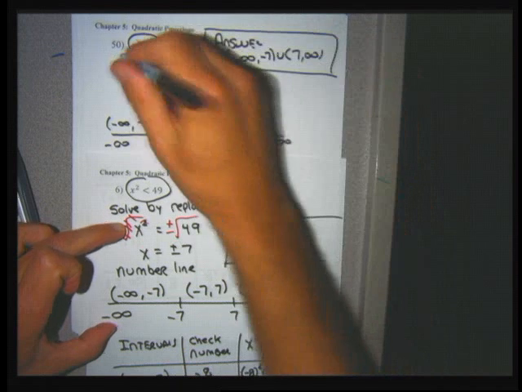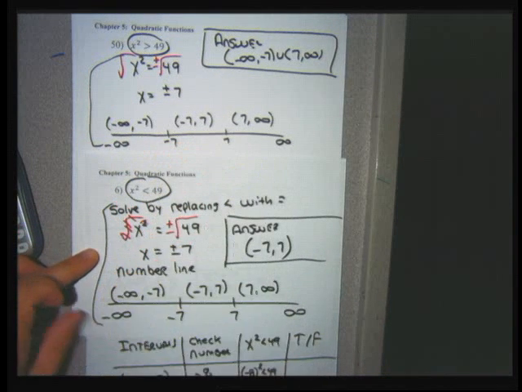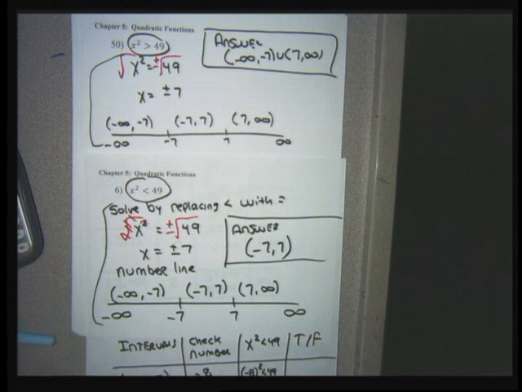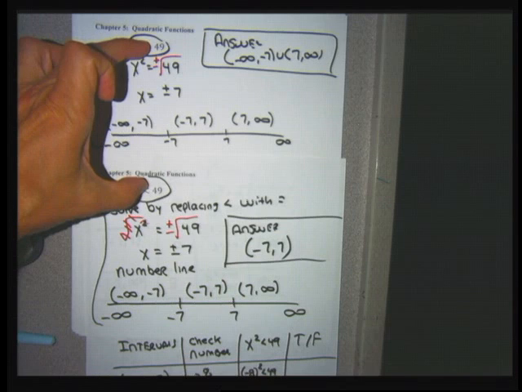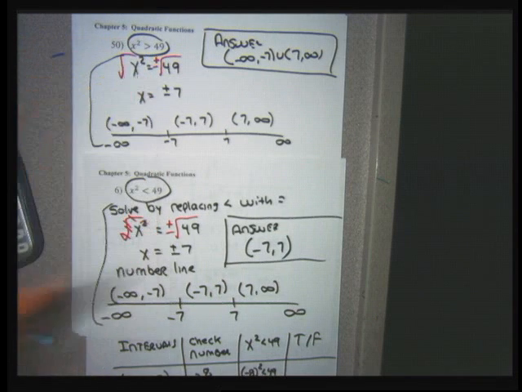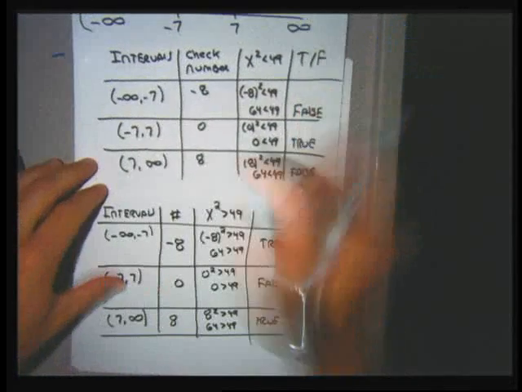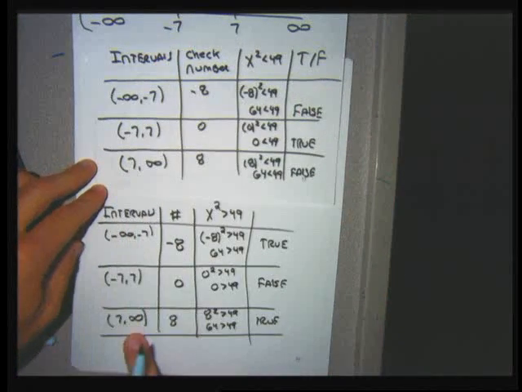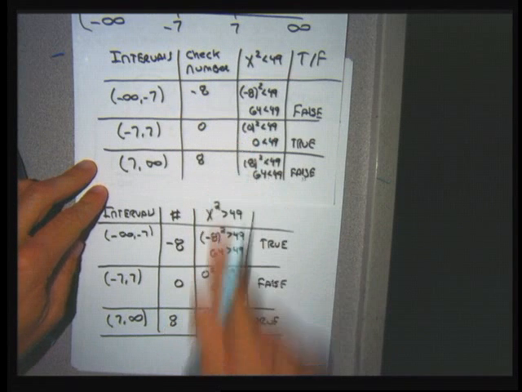This chunk right here for number 50 and this chunk right here for number 6 are exactly the same because, regardless of if it's a less than or greater than, I change it to an equals to. So that step's going to be the same. And then when I look at my table for problem 6 compared to my table for problem 50, the interval column is the same. I pick the same check numbers. I plug them in the same.